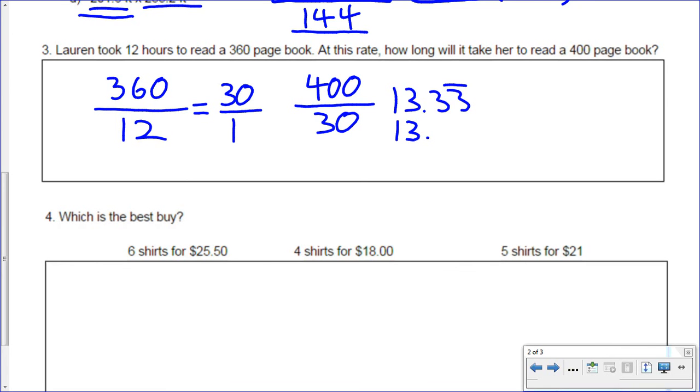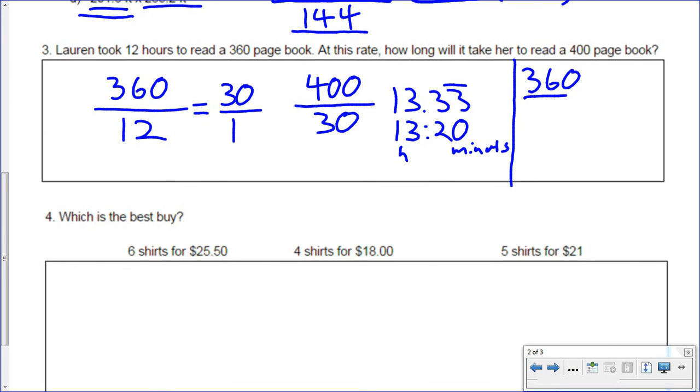We know that there's 60 minutes in an hour. So if we want to convert this to hours and minutes, we would just take 60 and multiply it times .33333, and we would get something like 20 minutes. So 13 hours, 20 minutes. Okay, so let's set up our ratio for cross multiplication, and let's try this that way.